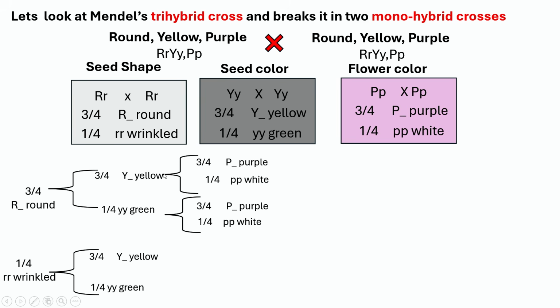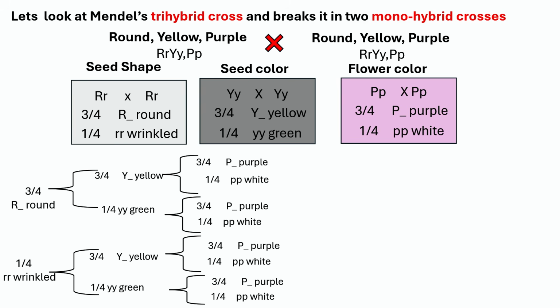So this yellow, right? The round and yellow combination again can go with purple or white, right? So there are 3/4 purple flower and 1/4 white flower. Same way this green seed can go with the purple flower or the white flower with their frequencies written. The same way we can solve it for the wrinkled combination with wrinkled yellow and green and purple and white.